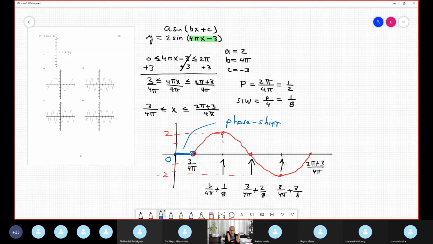You compute the period, 2 pi over b. Compute the subinterval width, 1/8. Set out the inequality. The inequality gives me the initial point, which is 3 over 4 pi, and the last point, which is 2 pi plus 3 over 4 pi. And in the middle, we have 3 more points. First, last, and 3 more give me the famous 5 points.